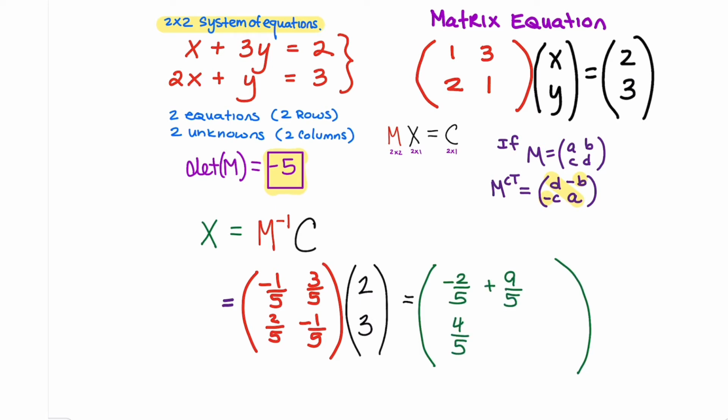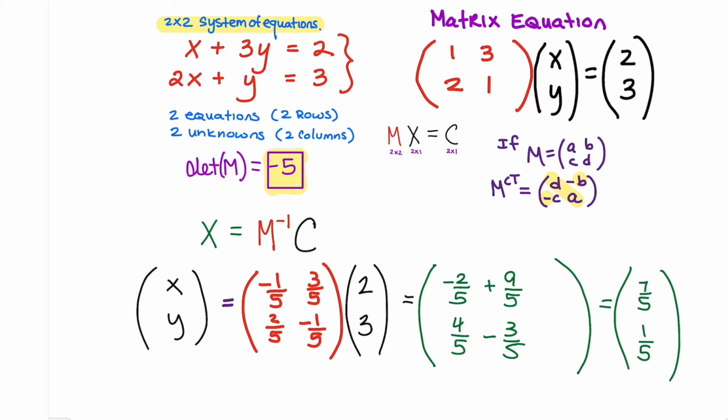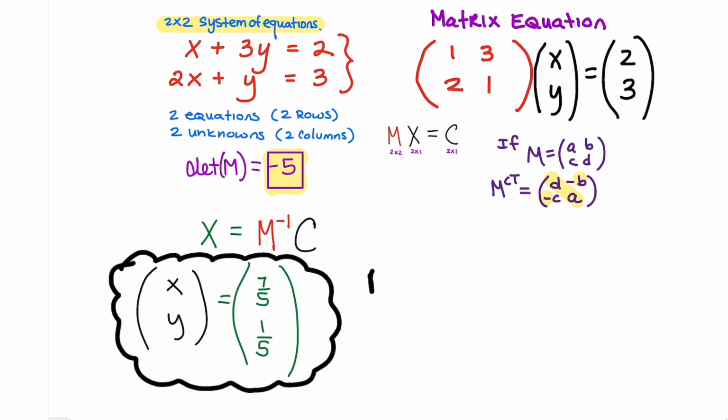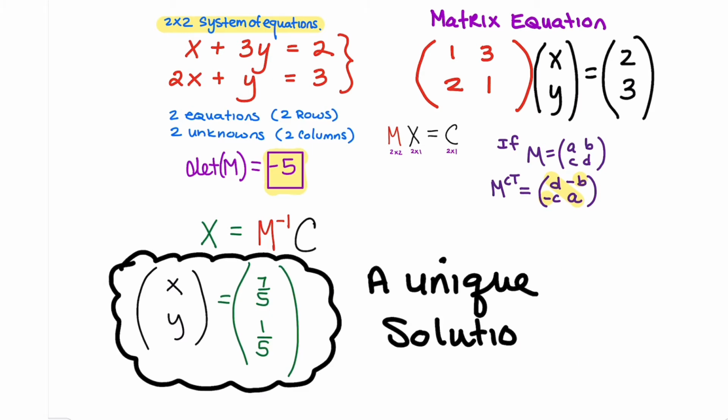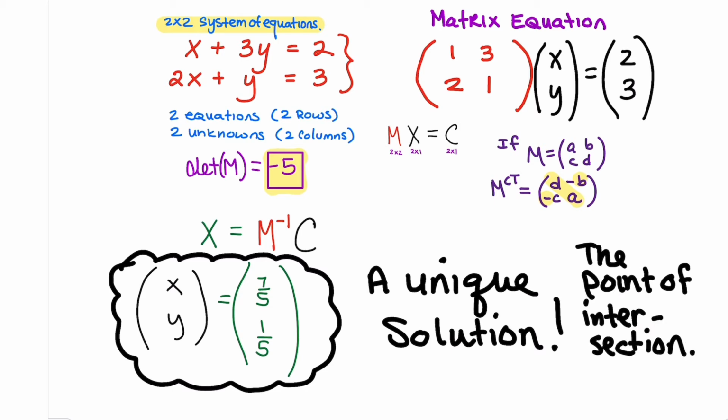Now, doing a little matrix multiplication of our inverse multiplied by the right-hand side of our equation, 2, 3, yields the result 7/5 and 1/5. These are our x and our y values. In other words, this is our unique solution, our unique point of intersection. So this is the answer to the system of equations, and like I said, there are other ways that we could find that answer. This one is using matrices.